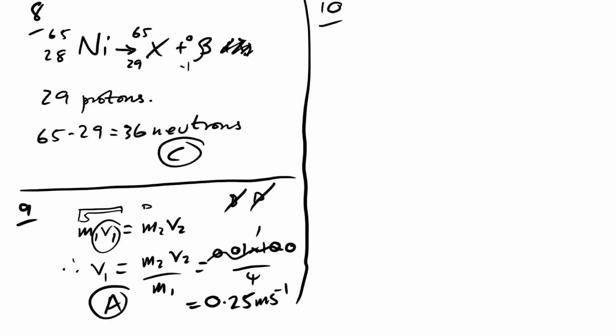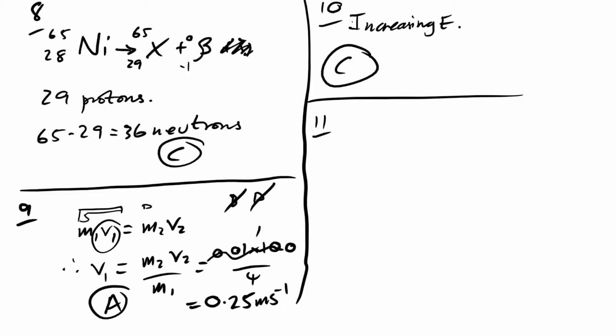Which one shows these in order of decreasing wavelength? So decreasing wavelength means increasing energy. So therefore we want to end up with gamma on the end. And actually, to be honest, I can see that it has to be C because that's the only one with gamma on the end.